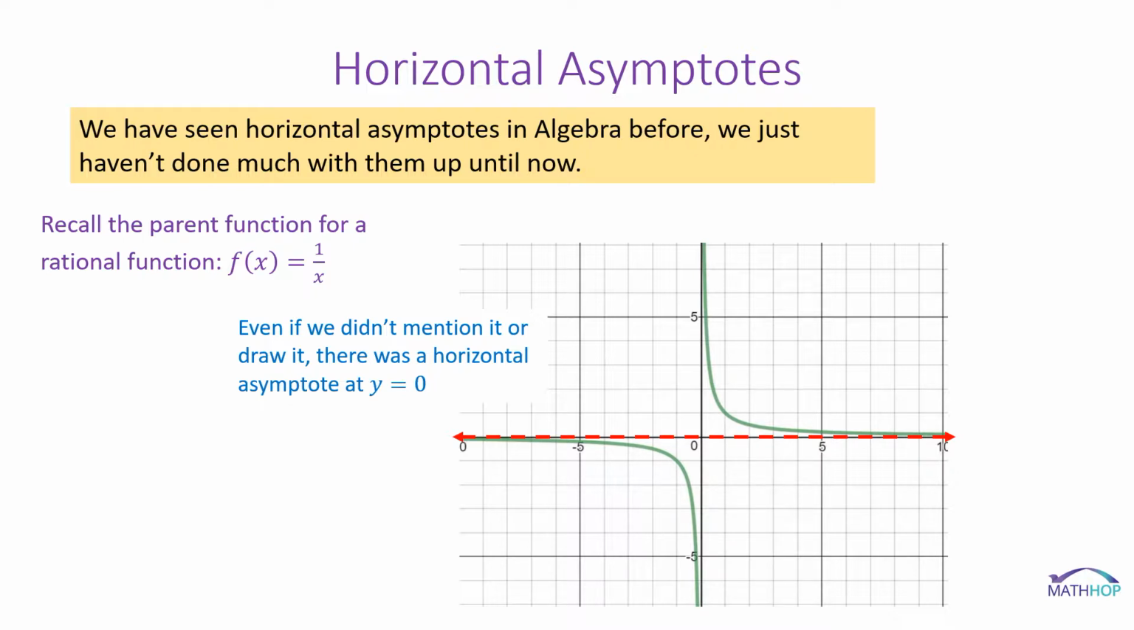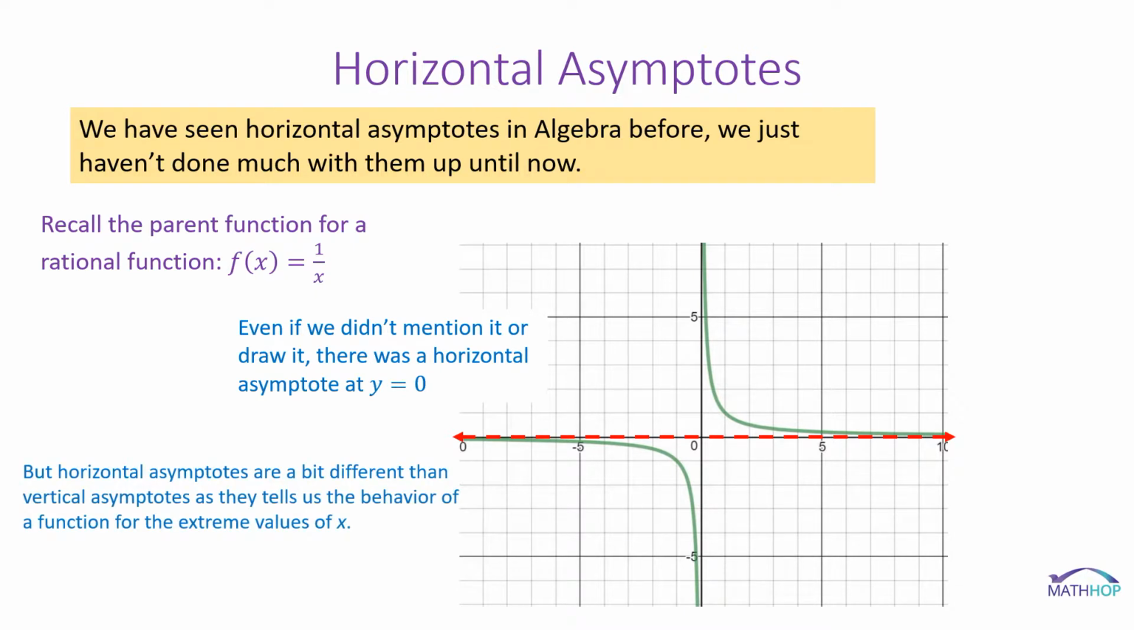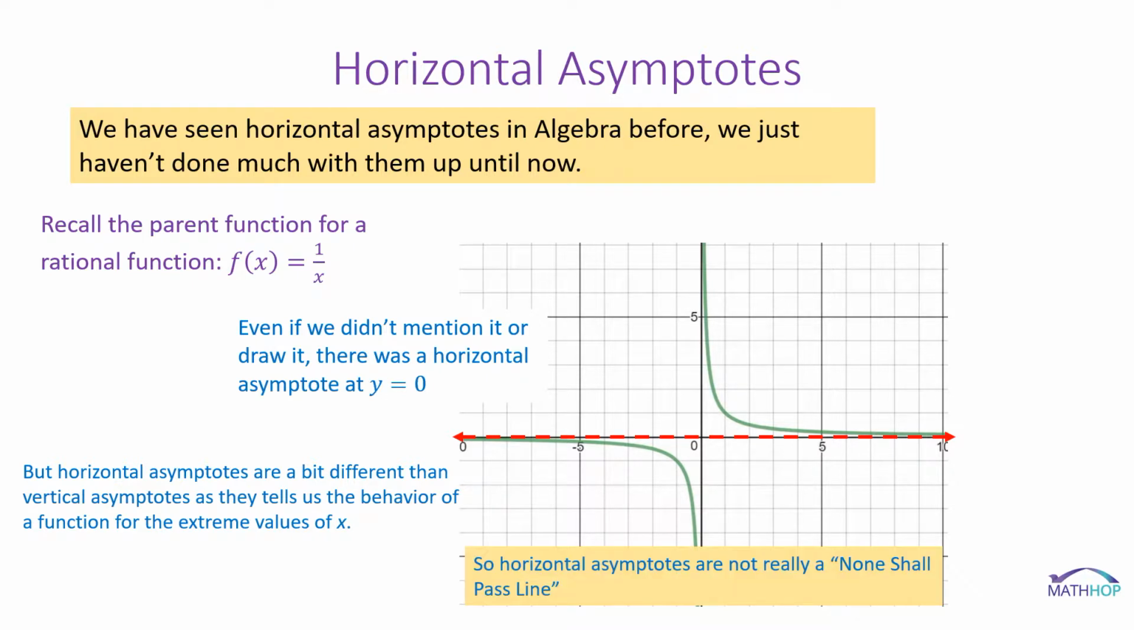Remember, vertical asymptotes, the graph never crossed them. They were a vertical line, you did not pass it. Horizontal asymptotes, not so clean. Horizontal asymptotes are a bit different than vertical asymptotes in that they tell us the behavior of the function at the extreme values of x. So they're not really that none shall pass line like vertical asymptotes are.